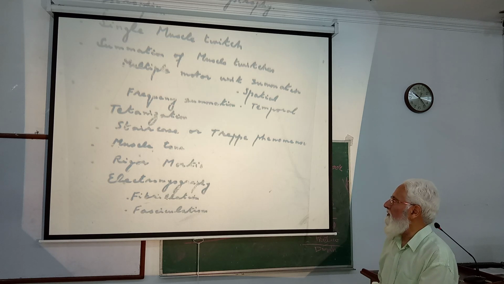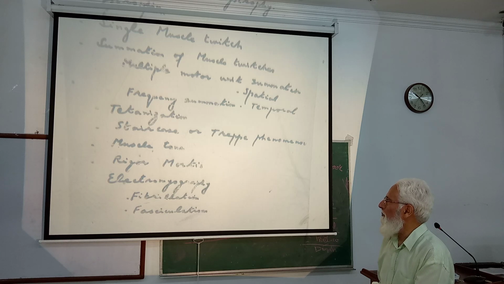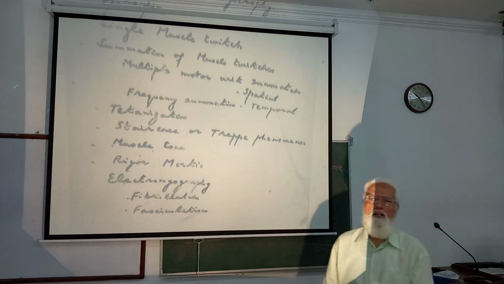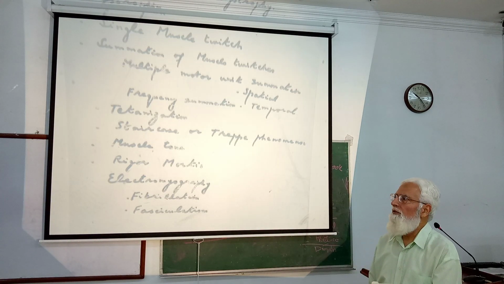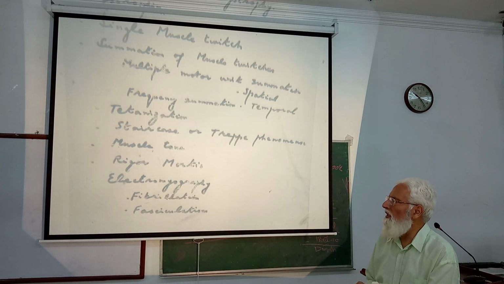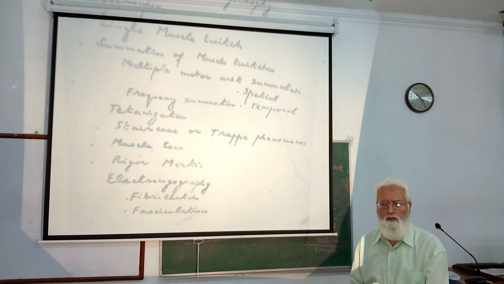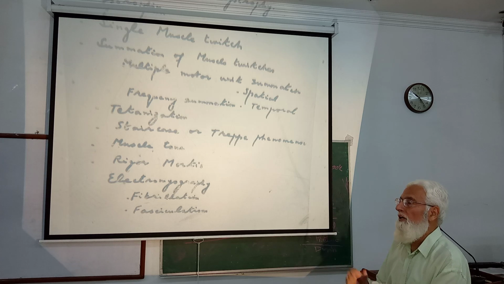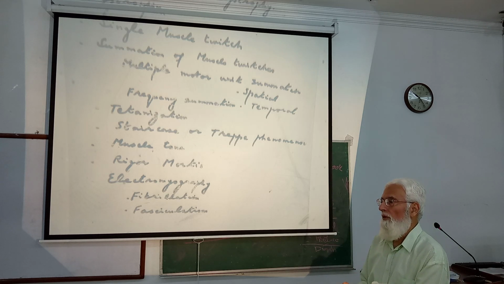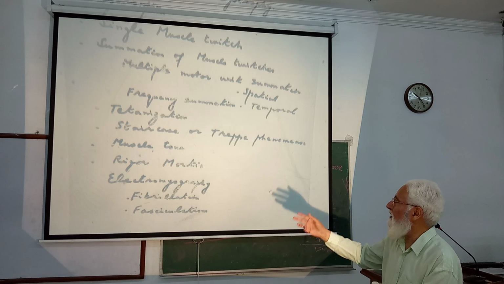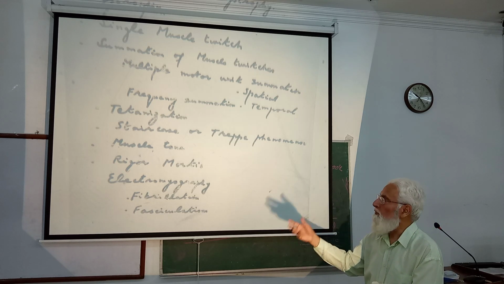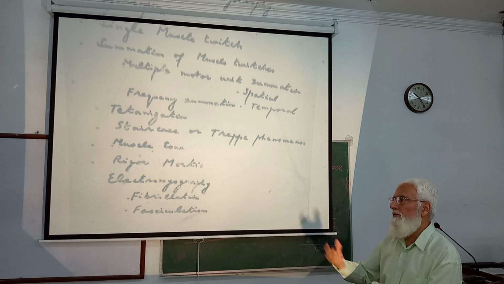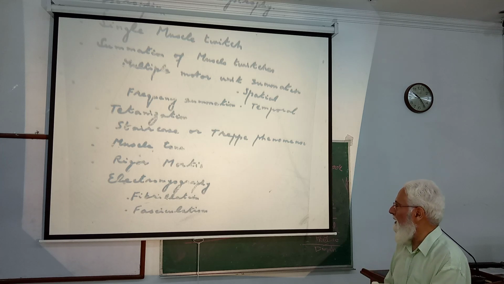Next, we discuss electromyography. Electromyography is the recording of electrical activity of the muscle, and this is called electromyography or EMG. EMG can be recorded on the cathode ray oscilloscope.